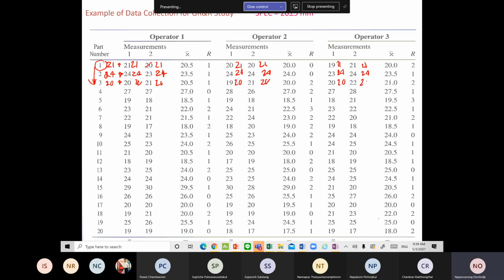Okay, my first question is: is there variation? Suppose we consider only 3 parts. Is there variation regarding reproducibility? No, because the number of the measurement is all the same amongst the operators. Okay, that's very good. And also there's no variation regarding repeatability, right? Because those 2 times are the same, right? Okay, but there's variation, right?